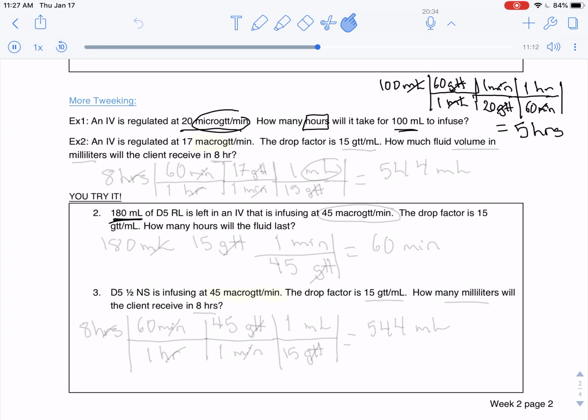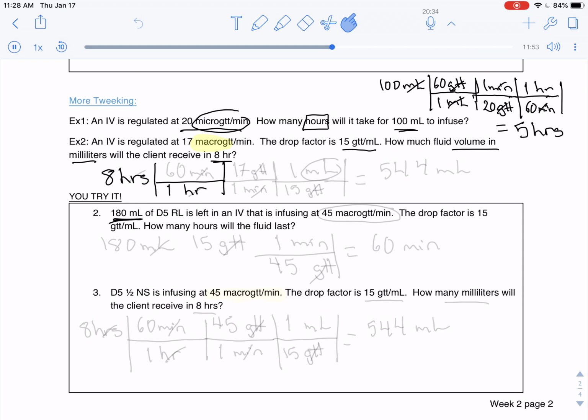This next problem says an IV is regulated at 17 macrodrops per minute. So that means it's going to be in units of macro. The drop factor is given, and the question asks how much fluid volume in milliliters the client will receive in 8 hours. So we need to find the volume in milliliters. So in 8 hours, we need to find how much was given out. From here, we're going to convert those 8 hours and find those milliliters from it.